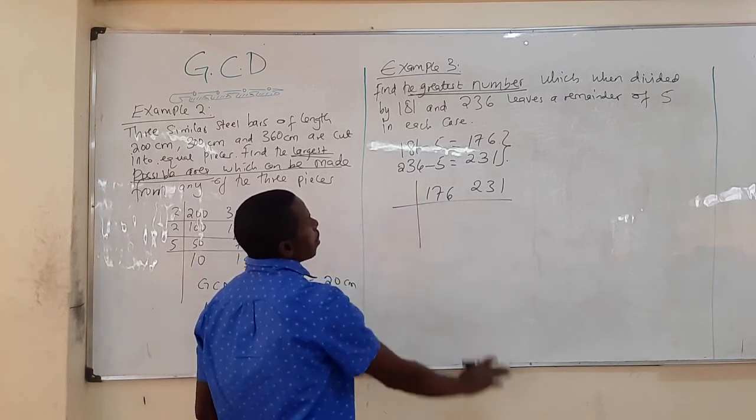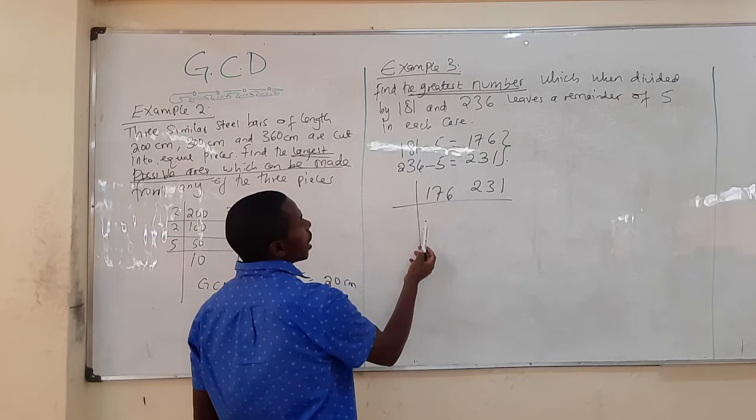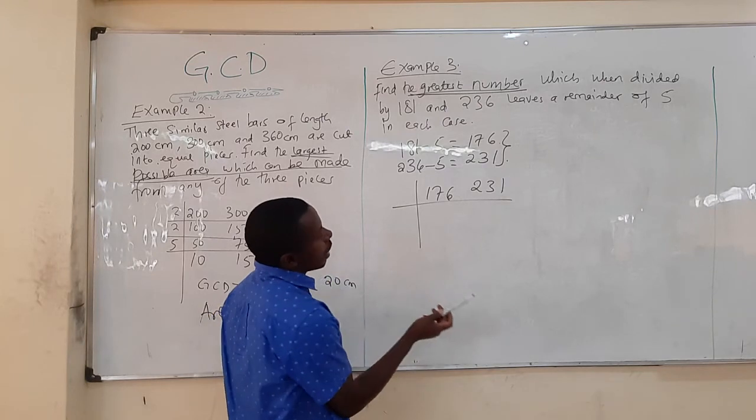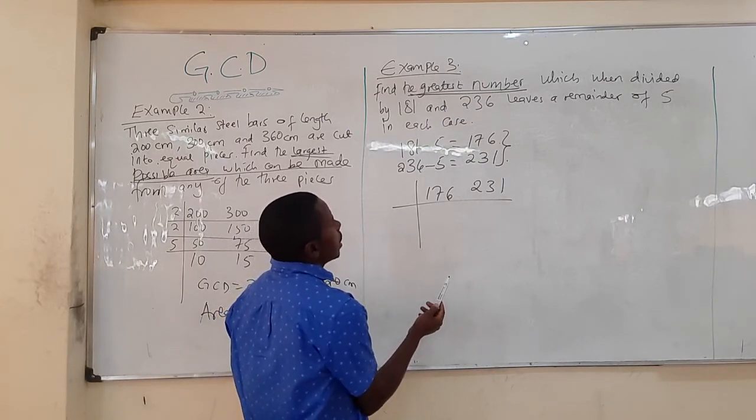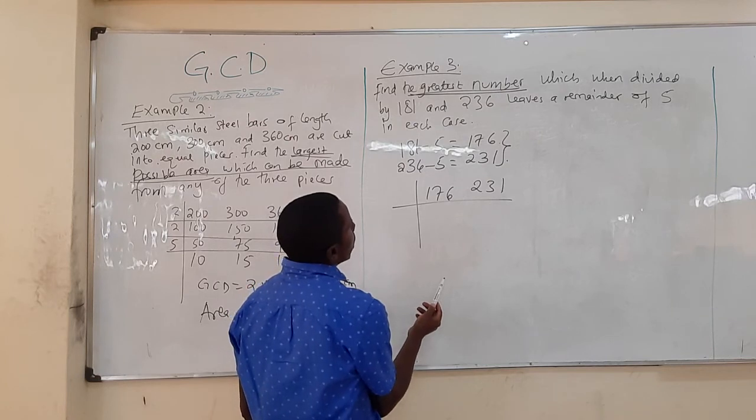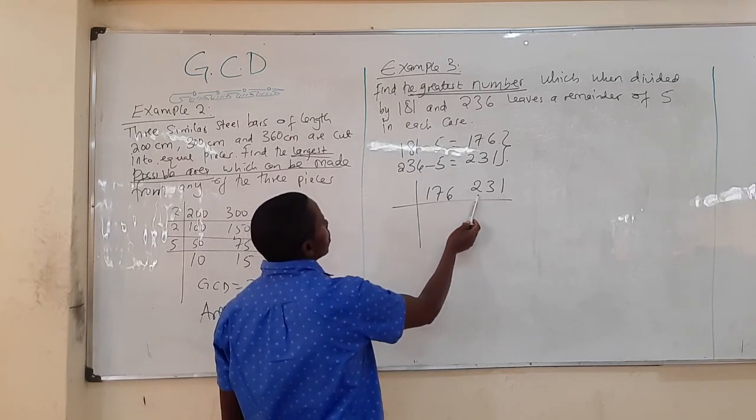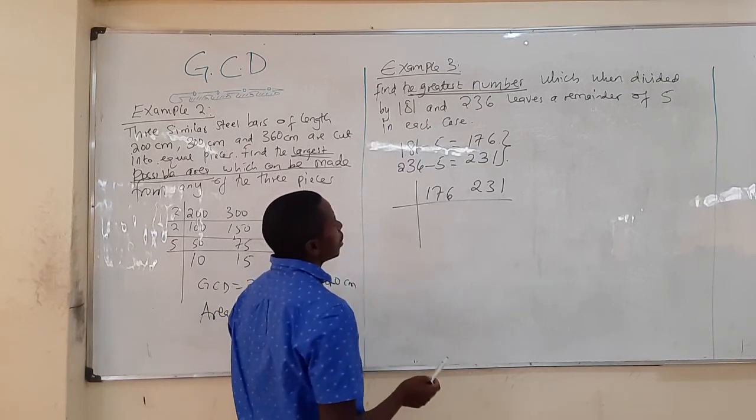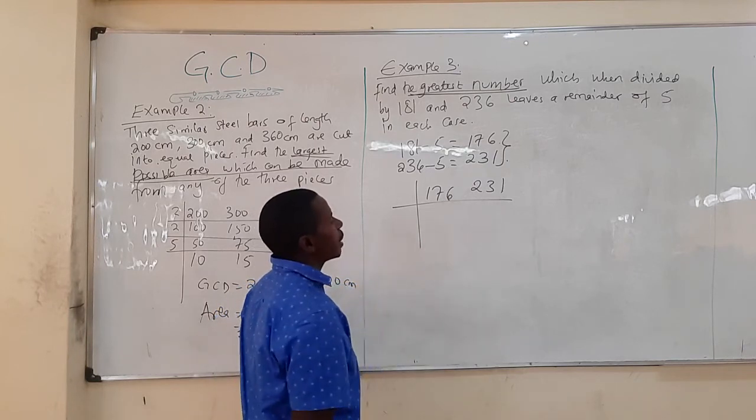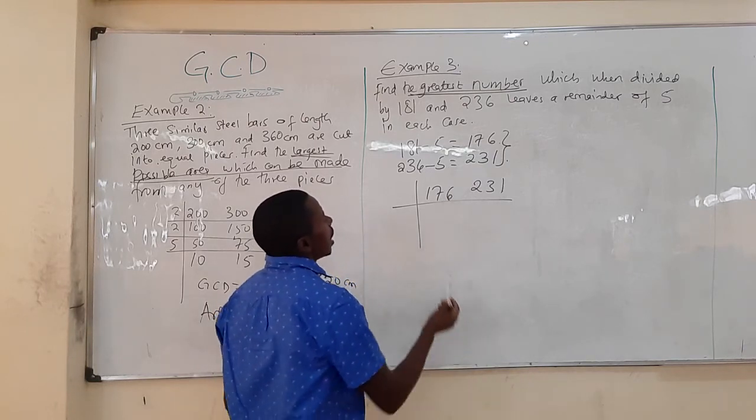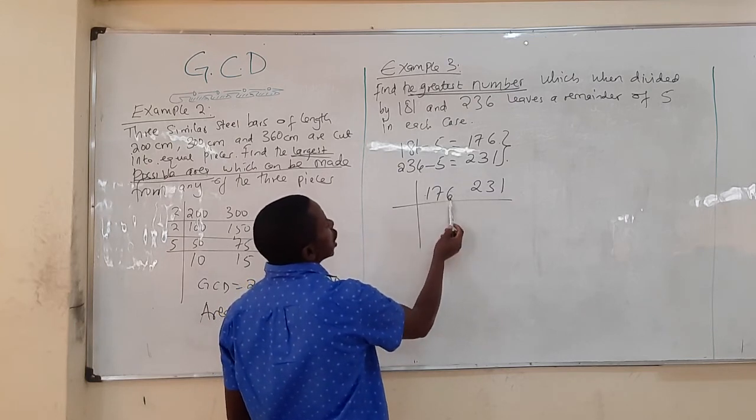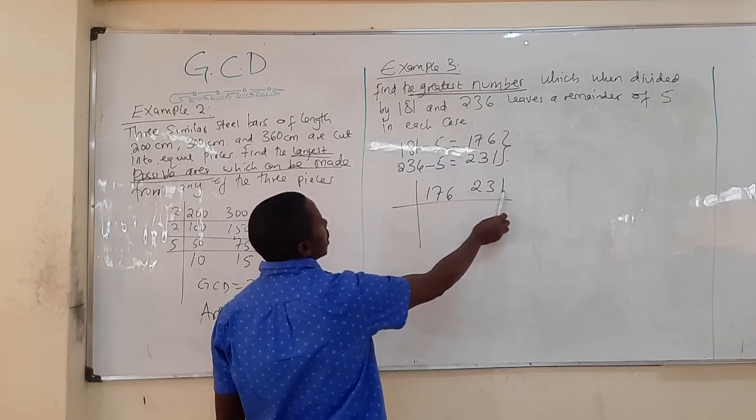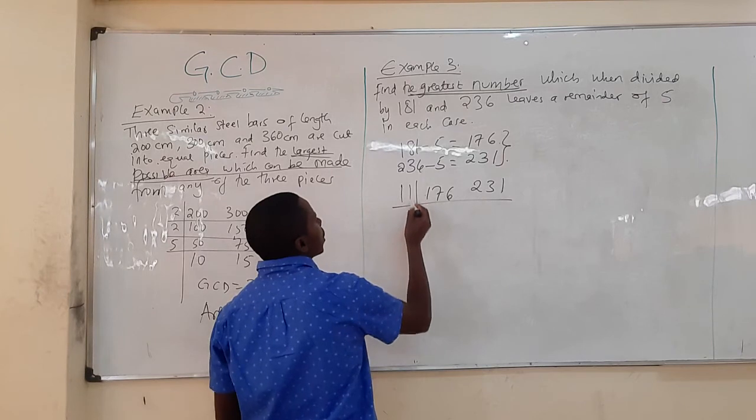We check whether 2 divides the two numbers. No. 3: we check 1 plus 7, 8, plus 6, 14. No. 5, no. Then 7: we check. By 7 here, we get 25 with a remainder of 1, and 231 divided by 7 is 33, so no. So we go to the next one, which is 11. Alternate sum: 1 plus 6, 7, 7 minus 7, 0. Then for 231: 1, 2 plus 1, 3, minus 3, 0. So 11 can divide both numbers.